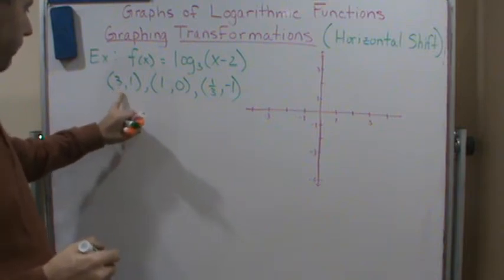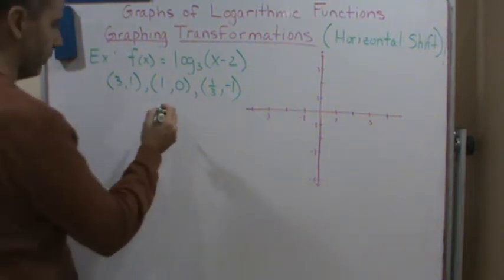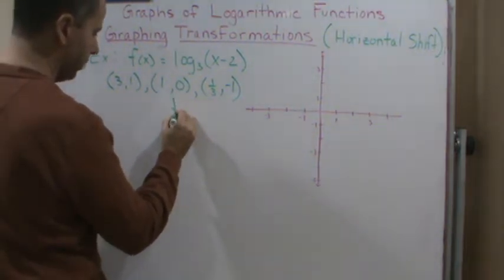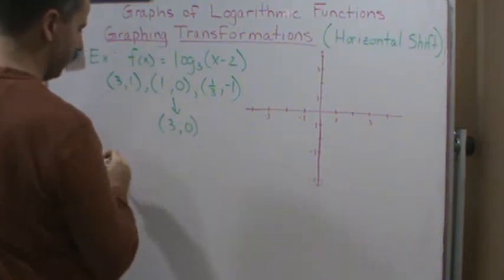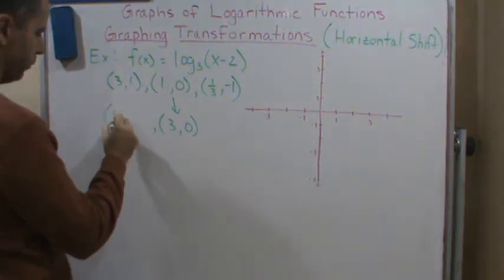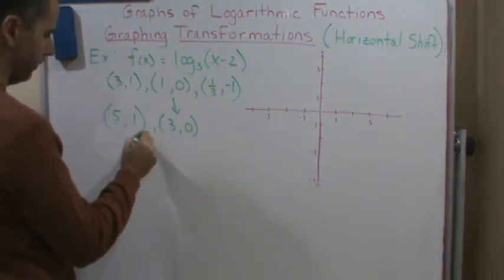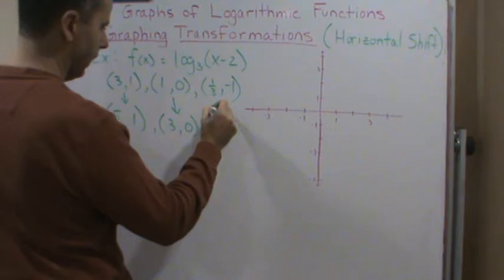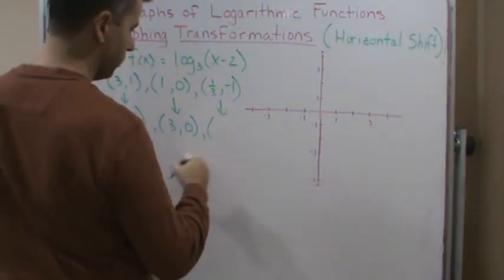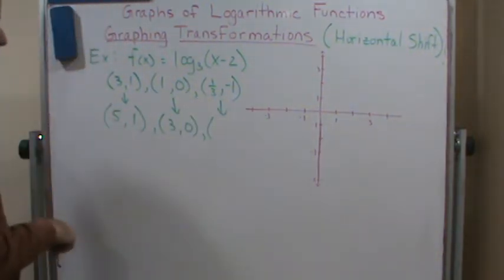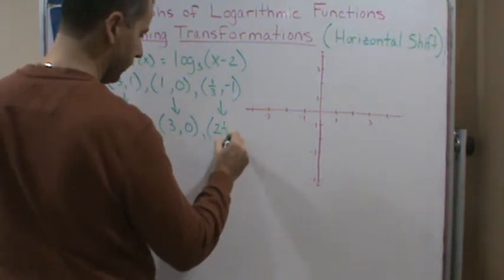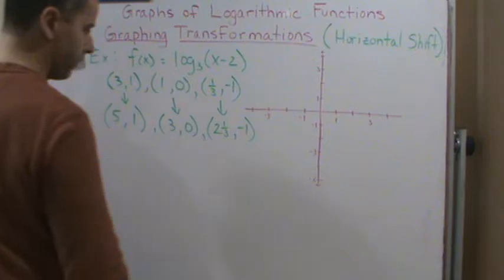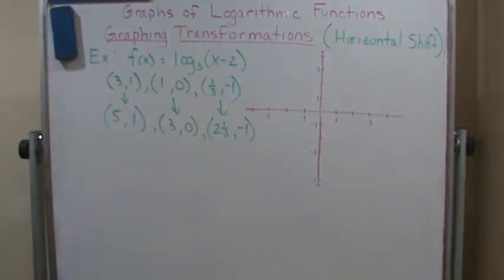So this is going to move to 3 comma 0. And of course, this is going to move to 5 comma 1. And this one is going to move to what? Well, it's going to be 1/3 plus 2, so this is going to be 2 and 1/3, comma negative 1. And so now those are the points I'm going to plot.